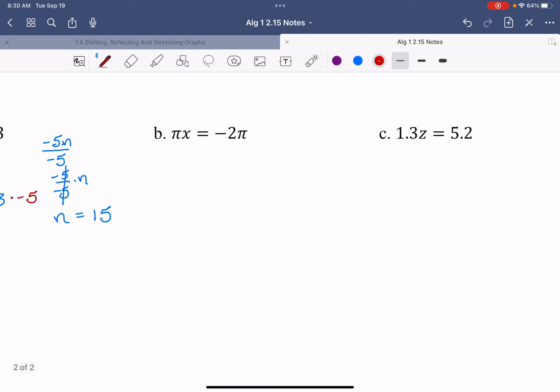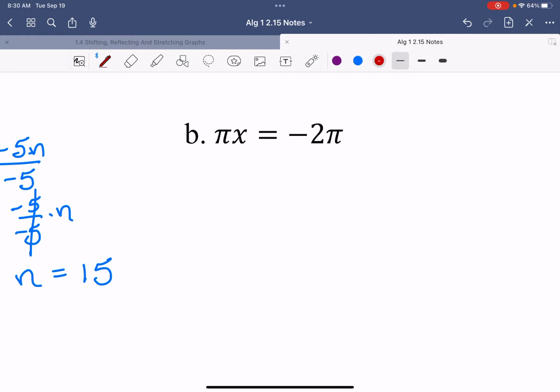Okay. Next one. Ooh, we have some irrational stuff here. We have pi. Pi is just a number, like 3.14. So again, just like our last problem, we're going to figure out where our variable is at. My variable is right here. What's happening to my variable? It's got a pi next to it. If there's a number next to a variable and nothing in between, it's a multiplication. So this is pi times x equals negative 2 times pi.